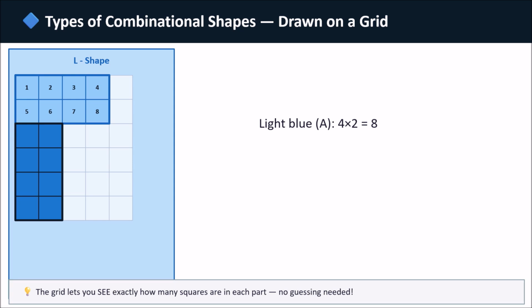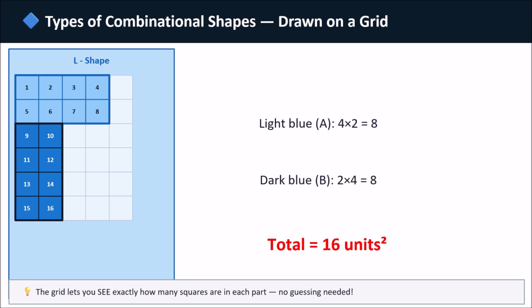Similarly, for the dark blue rectangle, I have 1, 2, 3, 4, 5, 6, 7, 8, and the area of the dark blue is 8. Altogether I counted 16 squares, so the total area of the given L shape is 16 square units. That's it. It's very simple to find the area by counting all the squares.